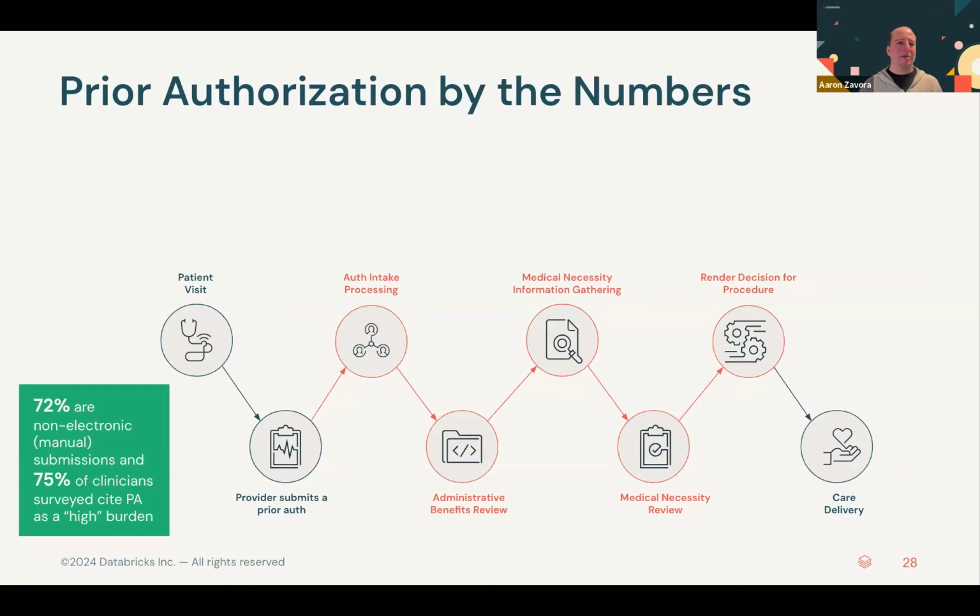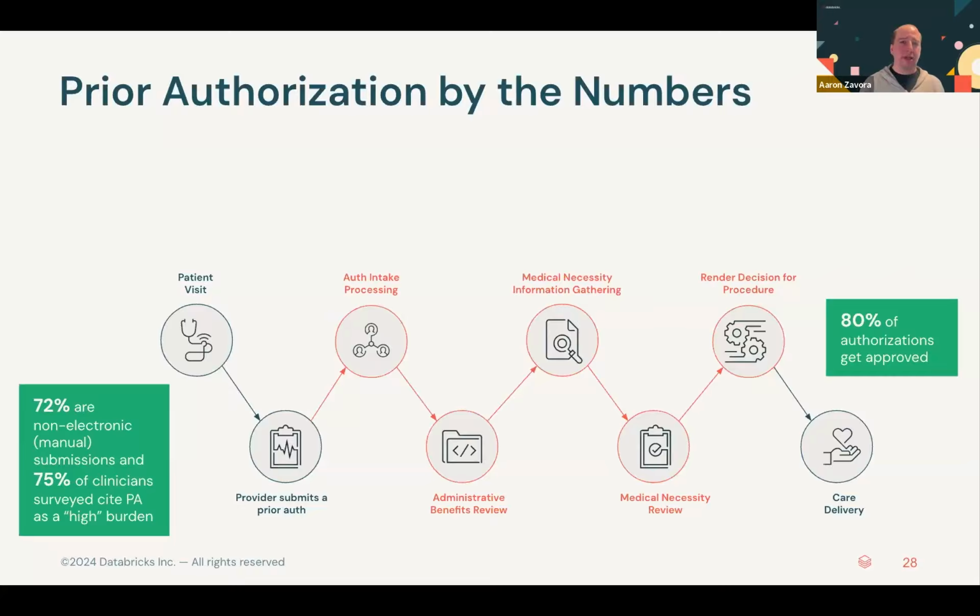But at the end of the day, about 72% of prior authorizations are submitted non-electronically, meaning that they're an email, a fax, a phone call, a PDF being sent. So there's a lot of manual upkeep on the front end to even submit this information. Additionally, about 75% of clinicians surveyed cite prior authorization as either a high burden or a very high burden in the healthcare industry. So there's a lot of work to just submit these and work with these. And at the end of the day, about 80% of all prior authorizations are actually approved.